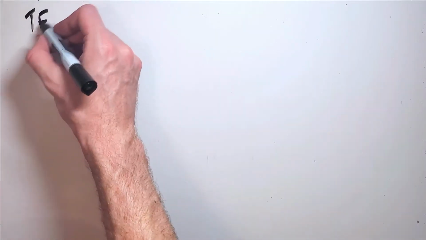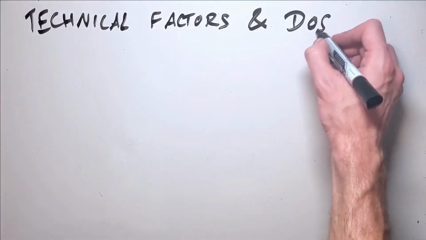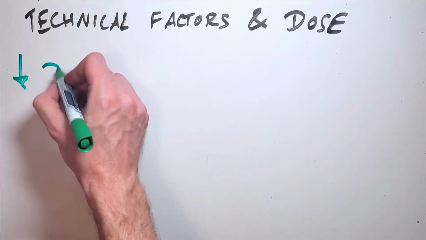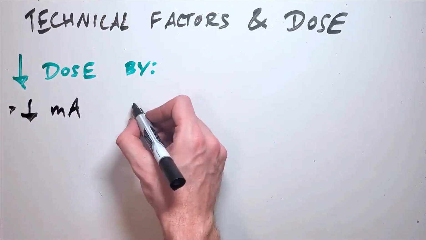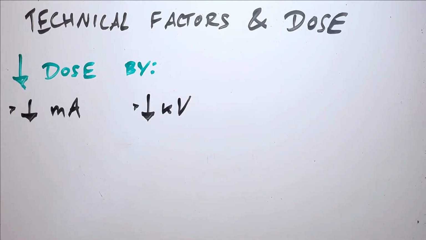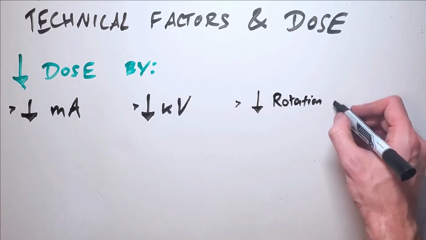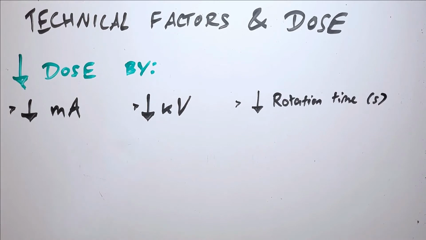When it comes to actually reducing the dose being emitted, there are a variety of technical factors we can manipulate in order to do this. Reducing the tube current, which is the mA, or the tube voltage, which is the kV, or the rotation time in seconds, will all reduce the radiation dose to the patient.